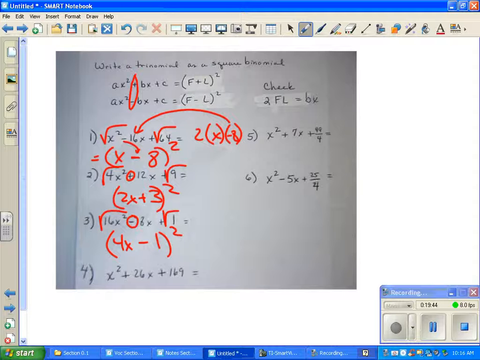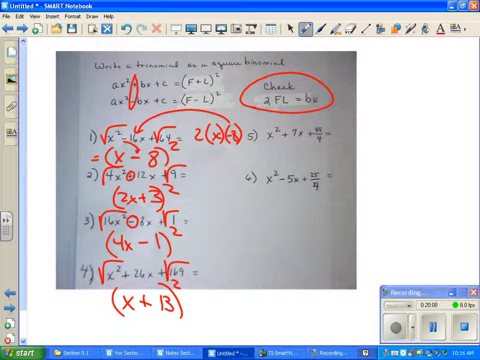For example, 2x times 3 is 6, and if I double it, it makes 12x. 4x times negative 1 is negative 4x, and doubled is negative 8x. That's all the middle does for you, it's the check to make sure you've done the math right. So on our next one, what's the square root of 169? 13. Does 13 doubled make 26?